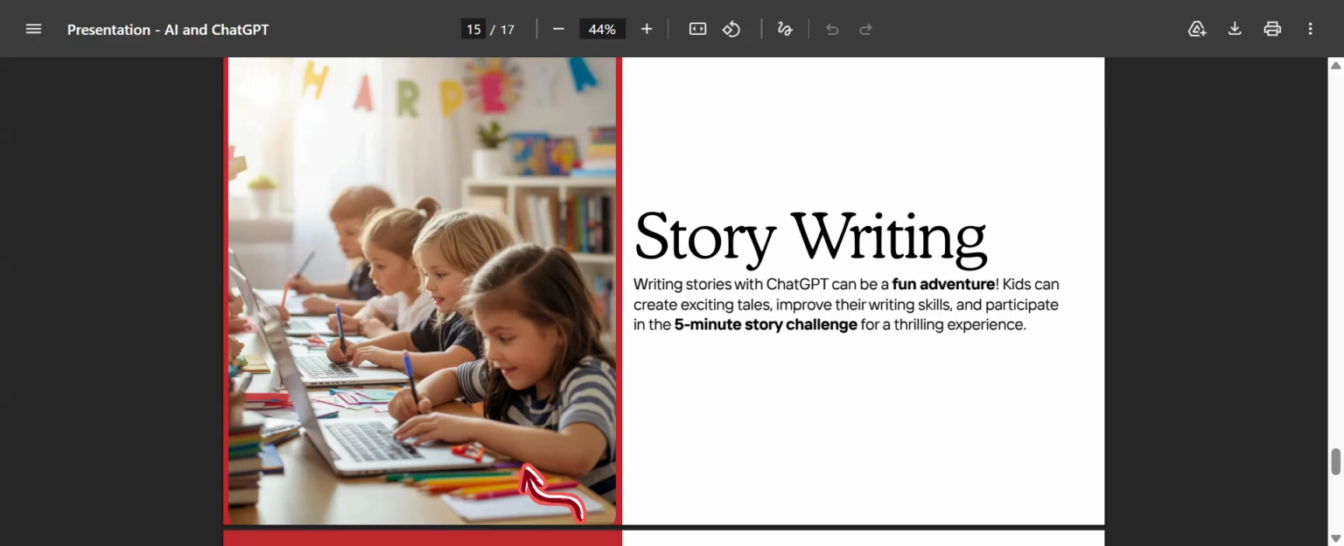Writing a story with ChatGPT can be a fun adventure. Kids can create exciting tales, improve their writing skills, and participate in a 5 minute story challenge for a thrilling experience. So if you're a child watching this, from age 6 to 18, you can definitely come up with a good story using ChatGPT. If you're less than 13, with your parent or guardian, you can definitely use it to generate a story.